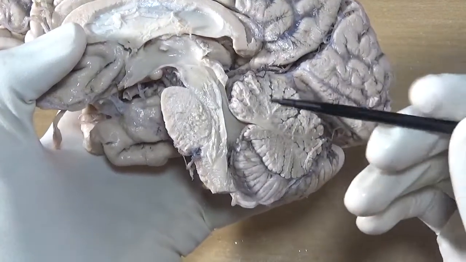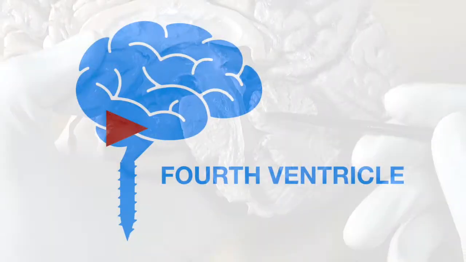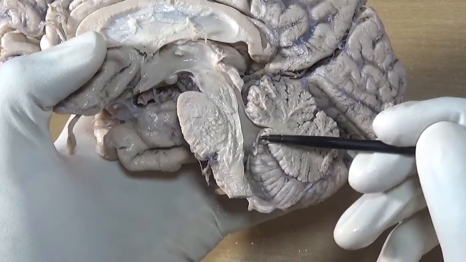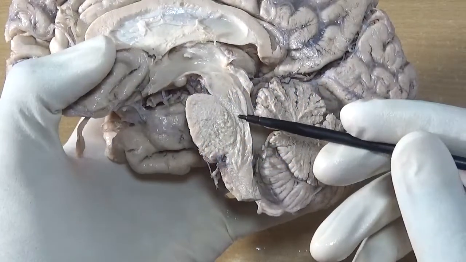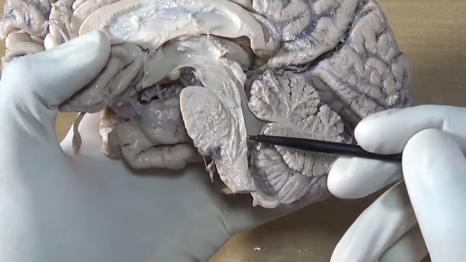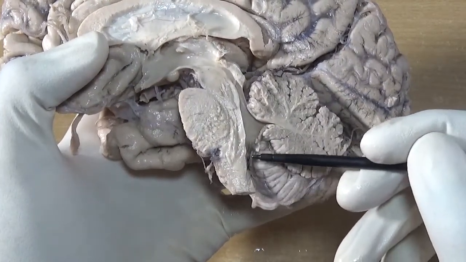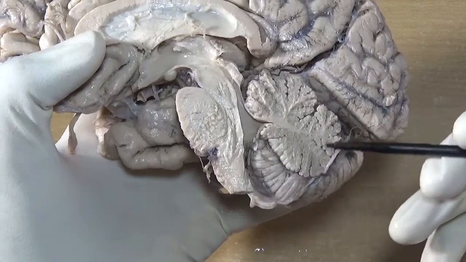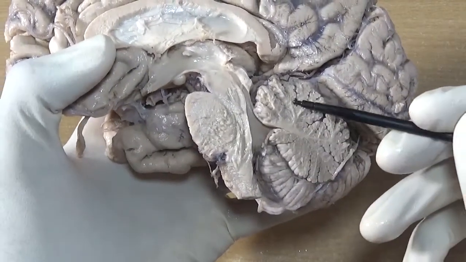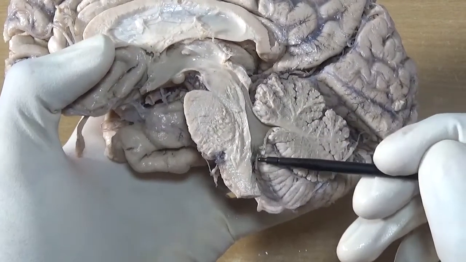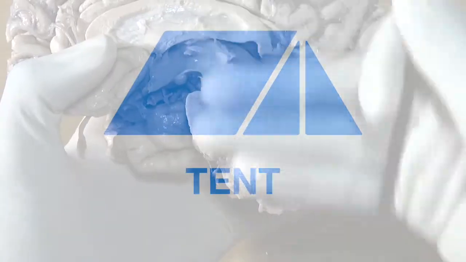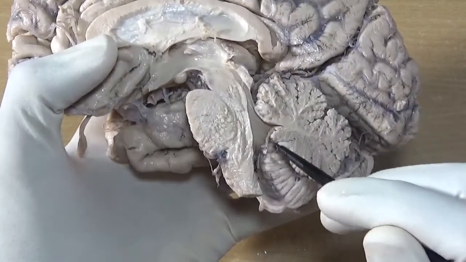Hello everyone, in this video we are going to discuss the fourth ventricle. Now this is the fourth ventricle, which is a cavity of the hindbrain or rhombencephalon. So in front this is the pons, and here is the upper open part of the medulla, and behind there lies the cerebellum. So all around it is bounded by pons, medulla and cerebellum, and in between there is a cavity which is tent shaped on sagittal section, the fourth ventricle.